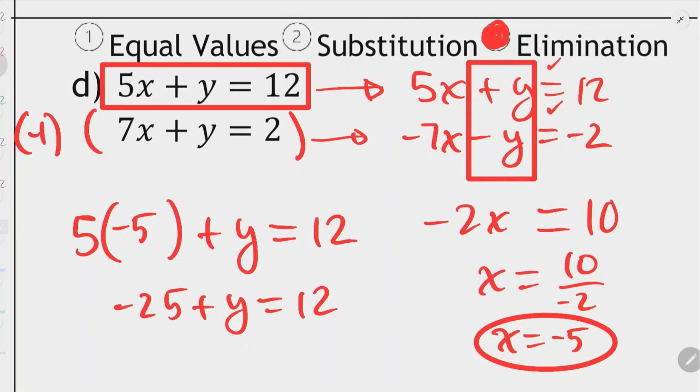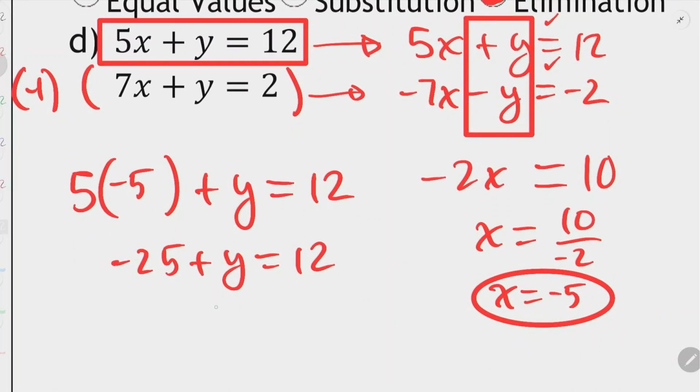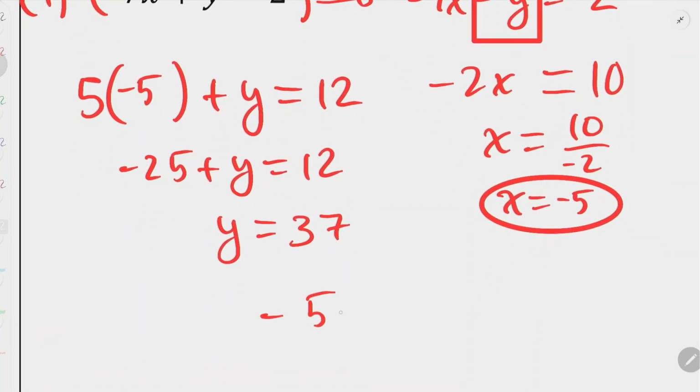And then if I just add 25 to each side, adding 25 to the left-hand side gives me y. And when I add 25 to the right-hand side, I get 37. So my solution is x was negative 5 and y was 37. All right, let's go on to page 2.